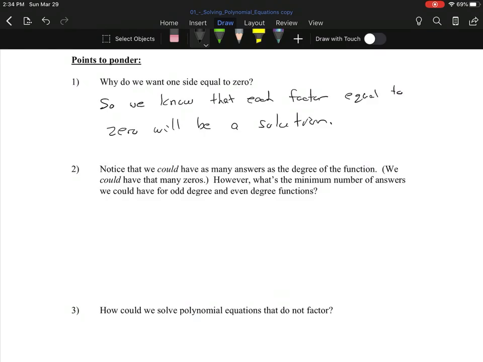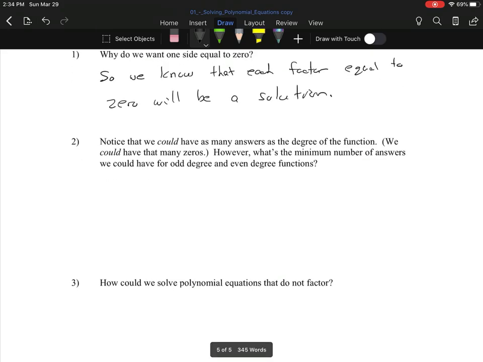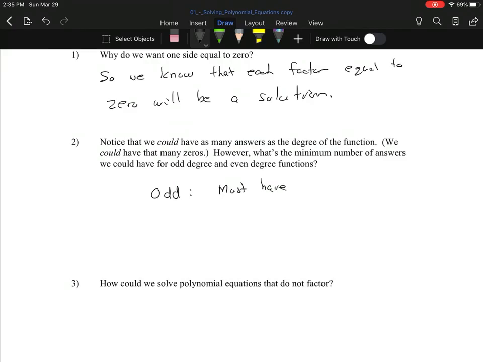Notice we could have as many zeros as the degree of the function. In the last one, it was degree 5, so I got 5 answers. We could have that many. It might not work out that way. You might not find that many zeros. But what's the minimum number for odd and even degree functions? For odd degree functions, we must have 1 zero.